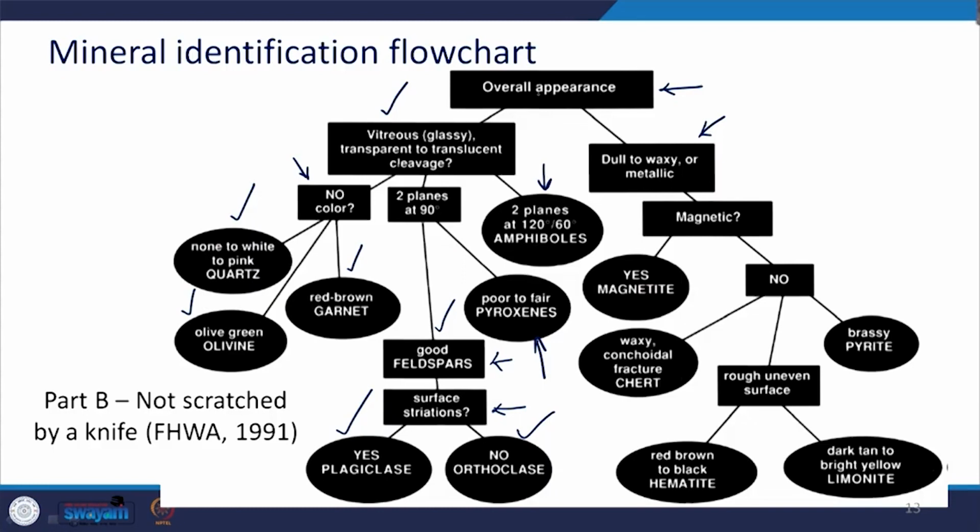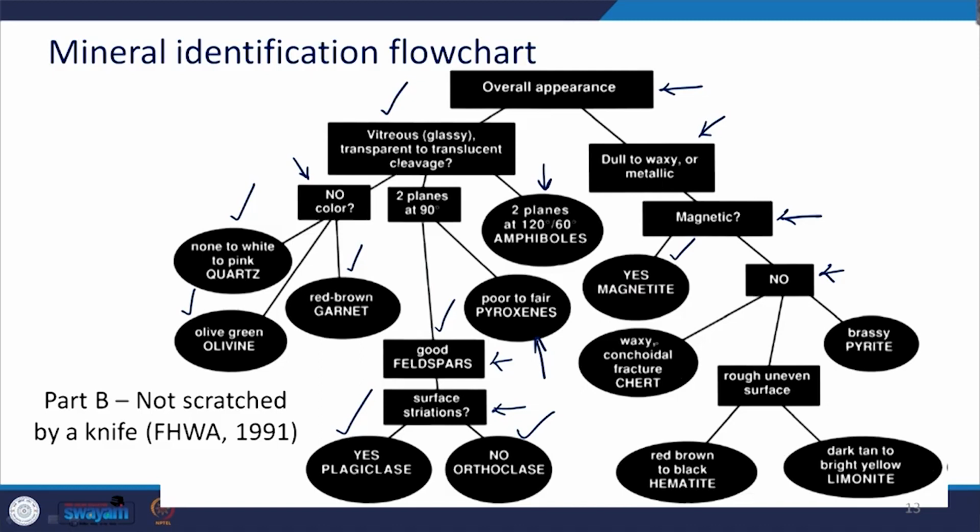Now, come here, because this branch was dealing with the glassy or the vitreous appearance of the mineral. In case it is dull to waxy or metallic, then the next step comes here, as the question is whether it is magnetic or not. Now, if it is magnetic, definitely the mineral is magnetite. If it is not, then again the problem is I cannot identify.